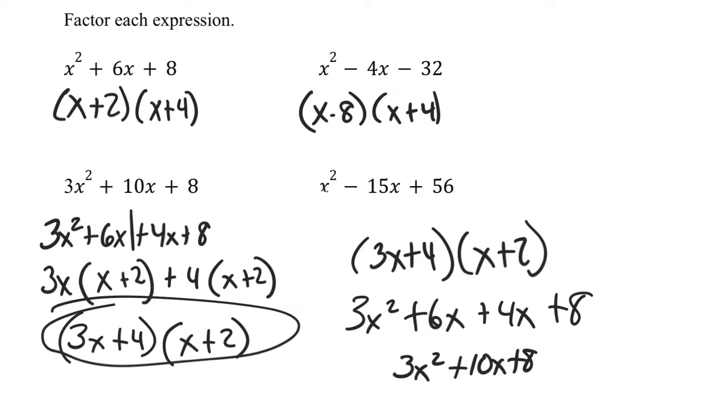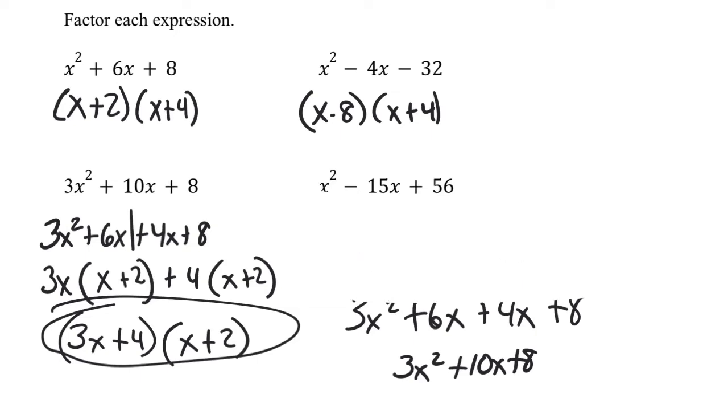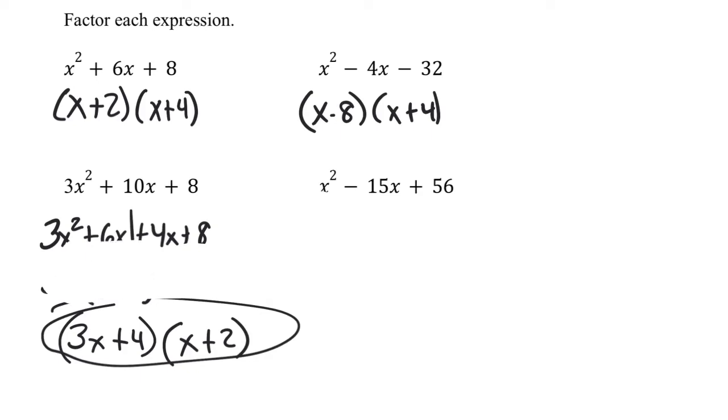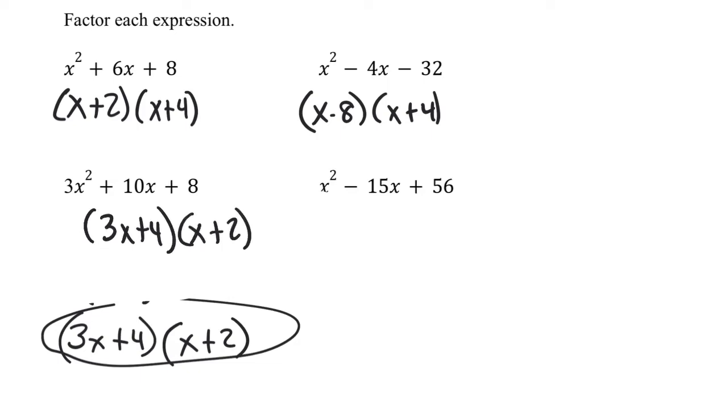Alright, so let's get rid of all that. Pause it if you need to, but we'll get rid of all that. Just write all that out, and I'll go ahead and just write the answer up here. So it's 3x plus 4 and x plus 2. Go ahead and finish erasing all that now.